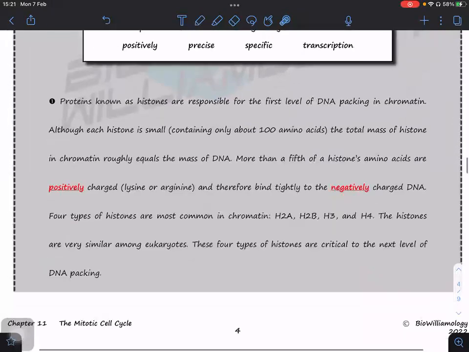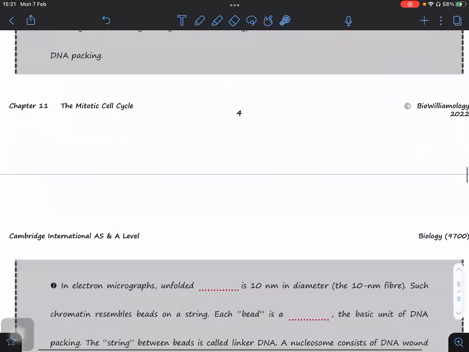Just for information, we have H2A, H2B, H3, and H4. H1 is involved in other functions. H2A, H2B, H3, H4, so this is 1, 2, 3, 4. In total, we have 2 of each of them. These 4 types of histones are critical for the next level of DNA packing.